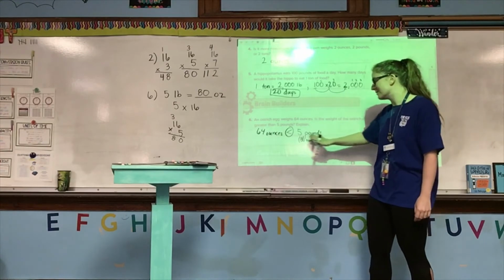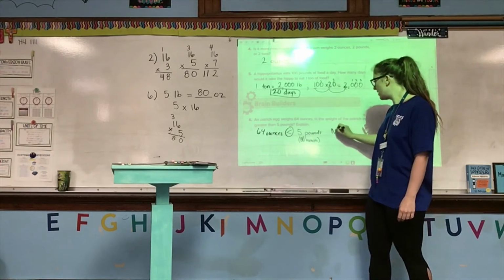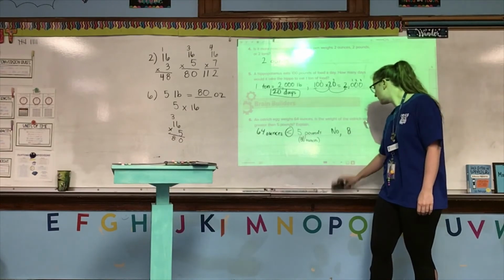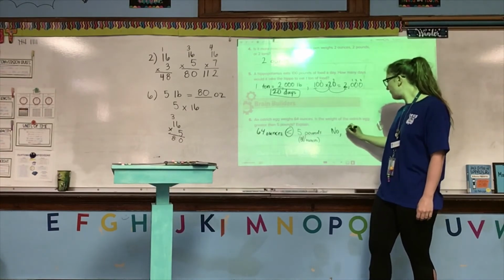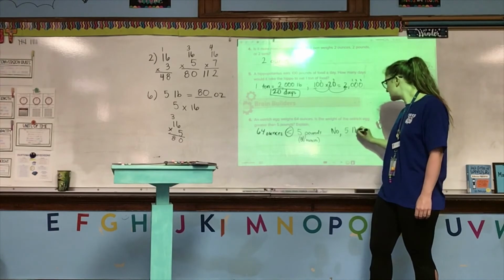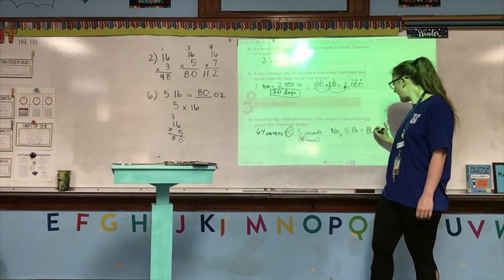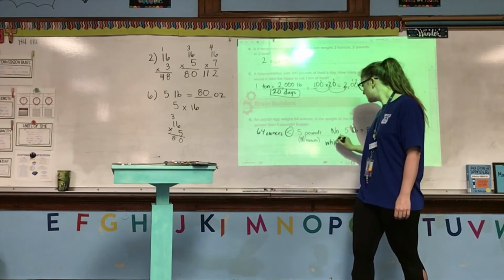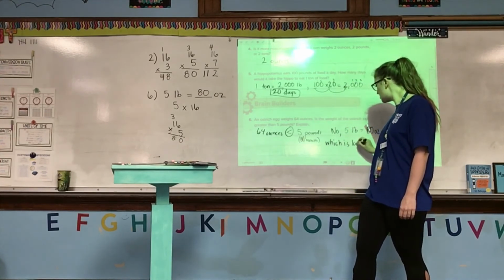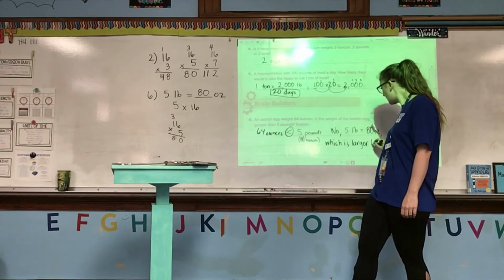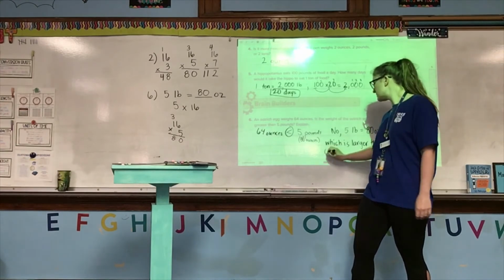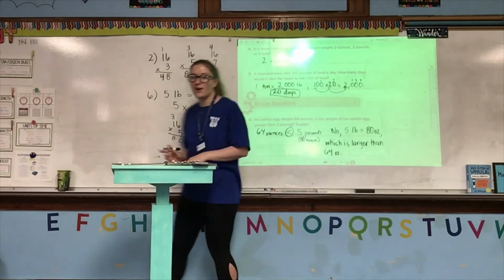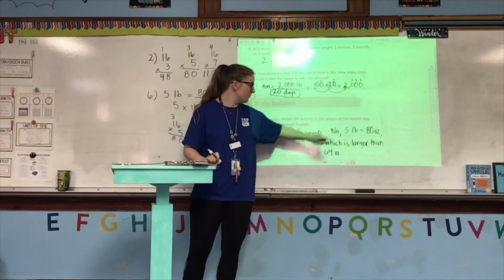Here's our 5 pounds. It is not. So no, 5 pounds equals 80 ounces, which is larger than 64 ounces. So for that problem, you needed to have no.